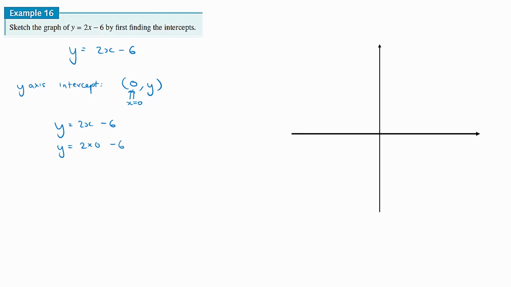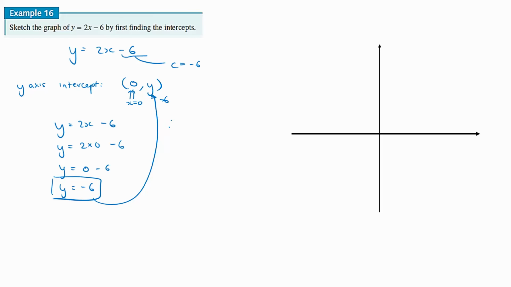It's always 0 at the y-axis intercept, yeah? And now that gives me y equals 0 minus 6, and that gives me y equals negative 6, just like what I said before. That's what we've been learning. This is your c value. That's why we know y is negative 6.